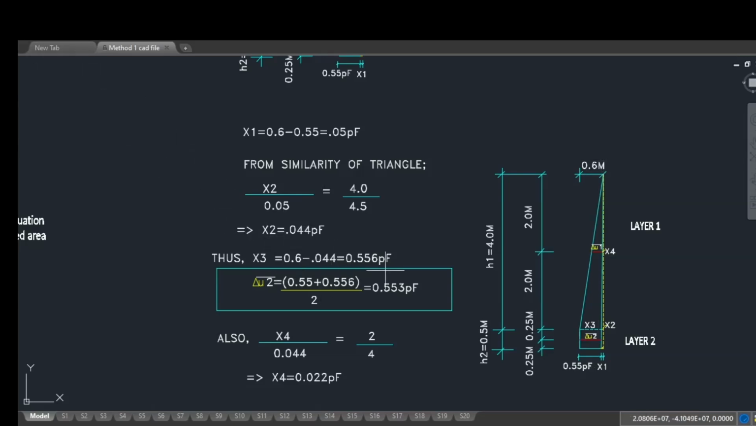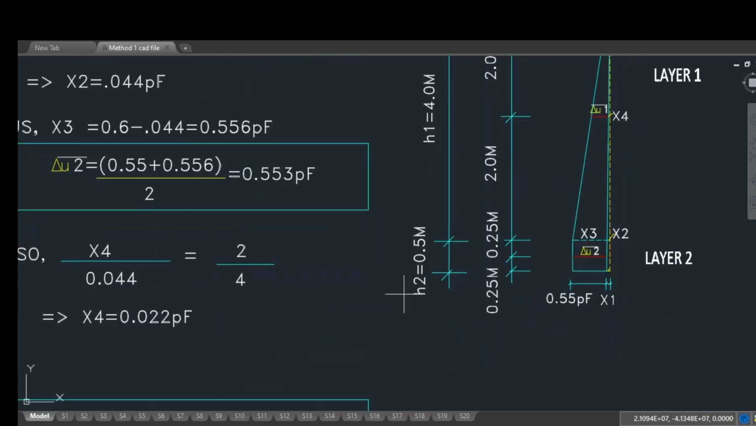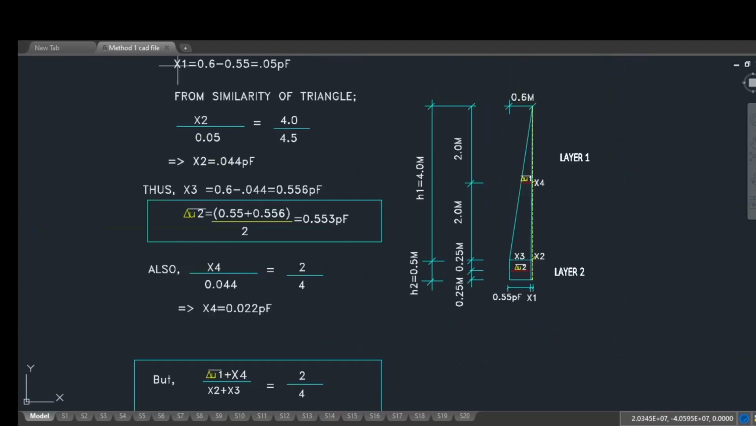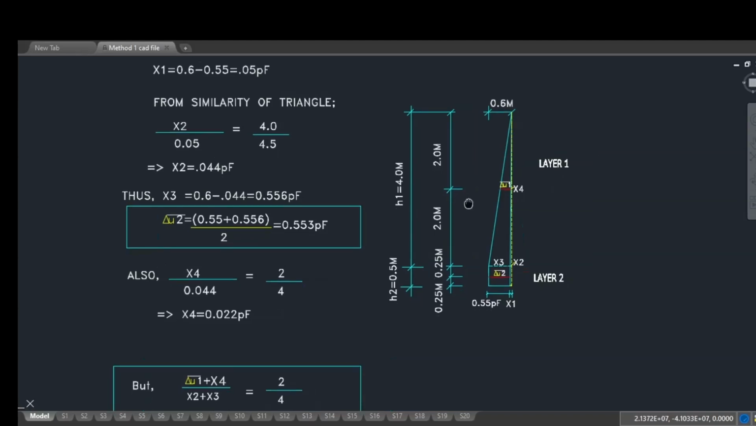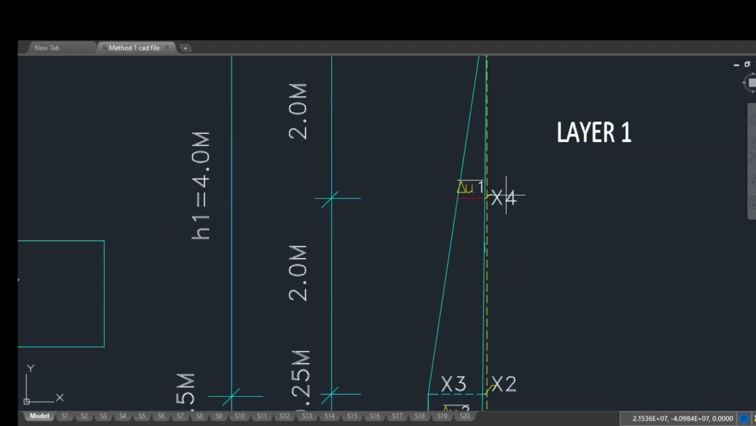And so what is left? Delta U2 is the average suction change of that second layer, which is simply 0.55 plus 0.556, divided by 2, and that will give us 0.553 picofarad. Now, I think that was a piece of cake. That was easy, and I think it's all fun and games. So now let's go to x4.